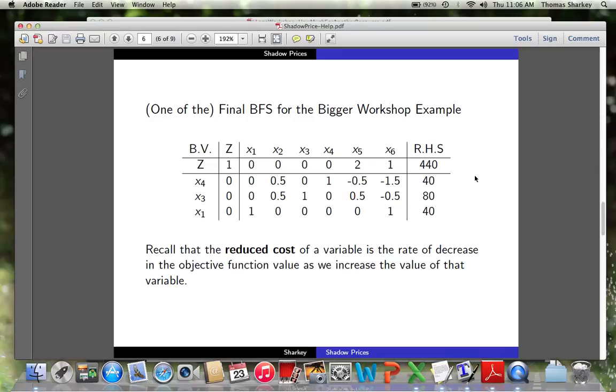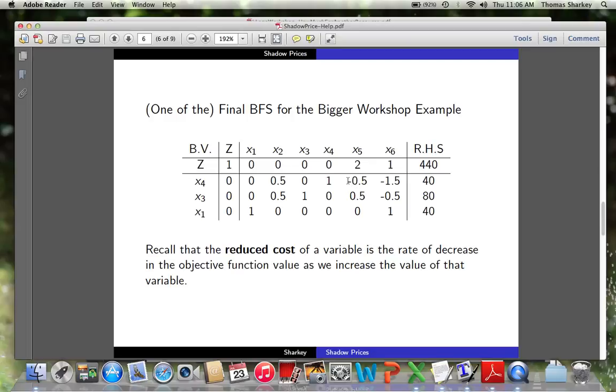optimal solution. One thing as a reminder, from a definition perspective, remember that the reduced cost of a variable is the rate of decrease in the objective function value as we increase the value of that variable. So the fact that we have a 2 in the objective function row in x5's column basically means that if I increase x5 by 1, my objective function is going to decrease by 2. And it actually holds for all of x5's column.